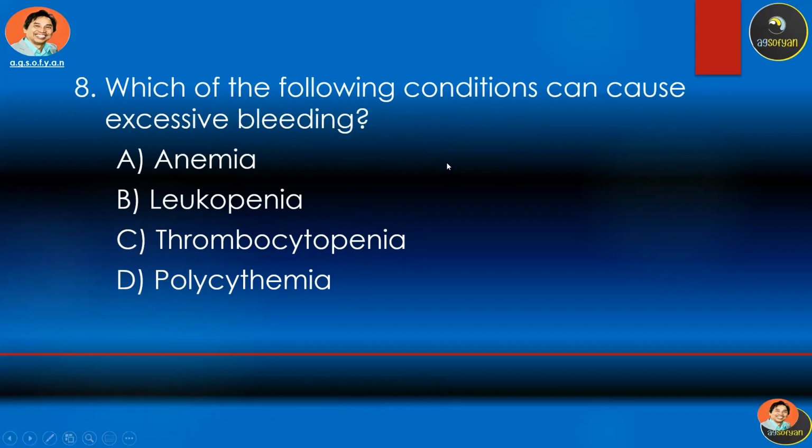Which of the following conditions can cause excessive bleeding? Choose your answer. Okay, now if you studied, you should be able to know this, because the one that helps you to clot the blood, to stop bleeding, is the thrombocyte, the platelets. So a lower thrombocyte concentration, which is thrombocytopenia, will cause excessive bleeding.